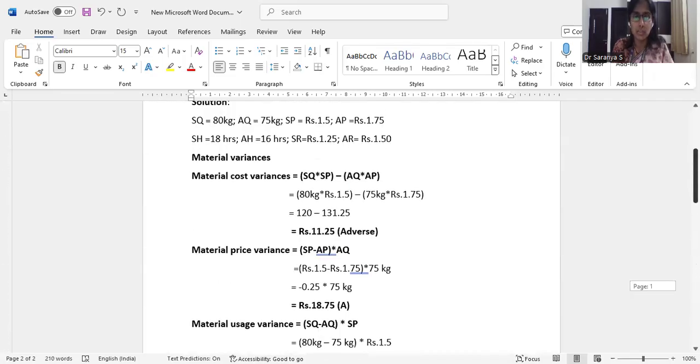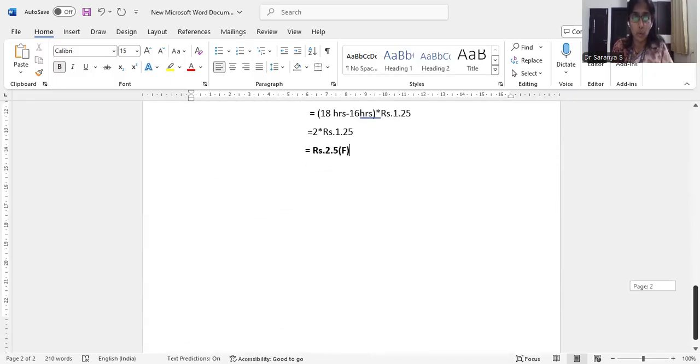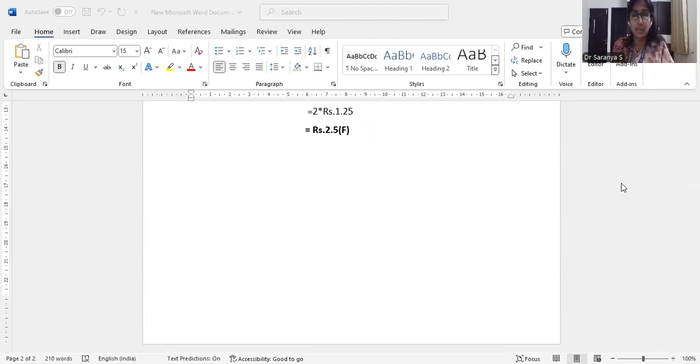So this is how it works, it's very simple. I hope you all understood it, correct? Under material variances, we have material cost, material price, and material usage variance. Under labor variances, we have labor cost, labor rate, and labor efficiency variance.